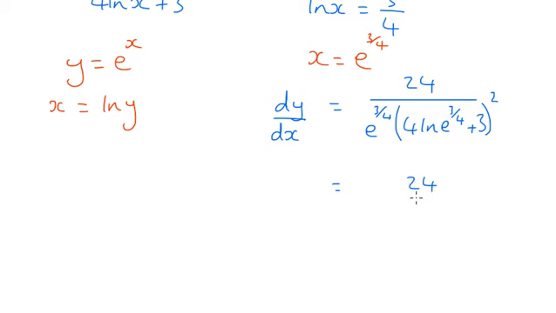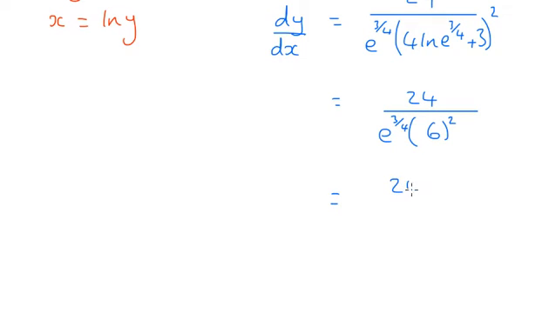So let's deal with the bracket first. Ln of e to the 3/4 is going to be 3/4. That's going to undo itself. The ln and the e are inverse functions, so that's just going to come out at 3/4. 3/4 times 4 is obviously 3, and then if we add on 3, we'll get 6.